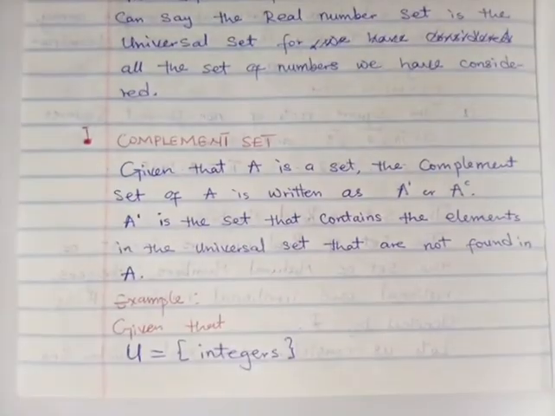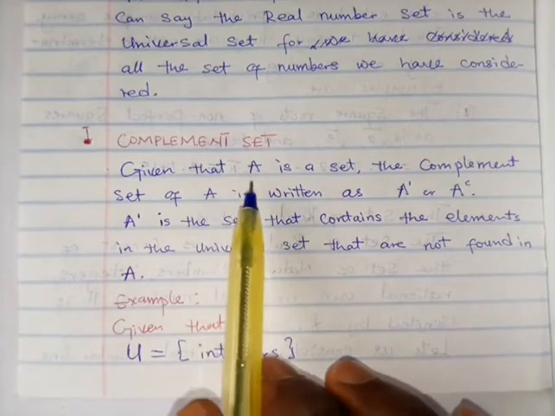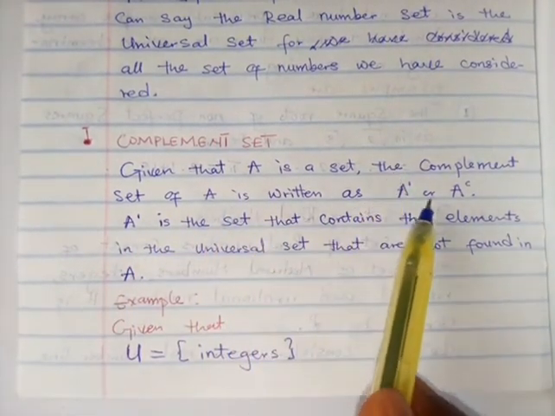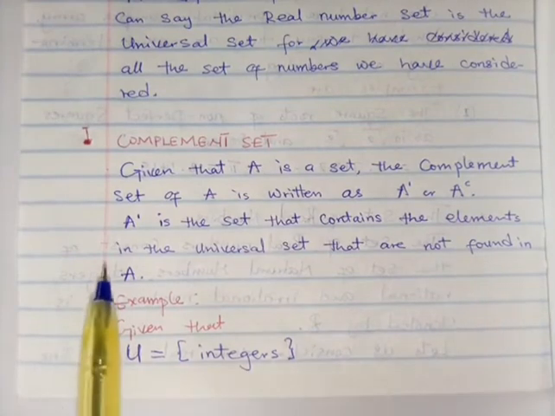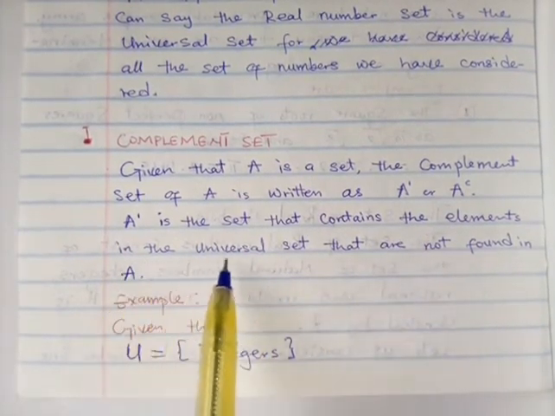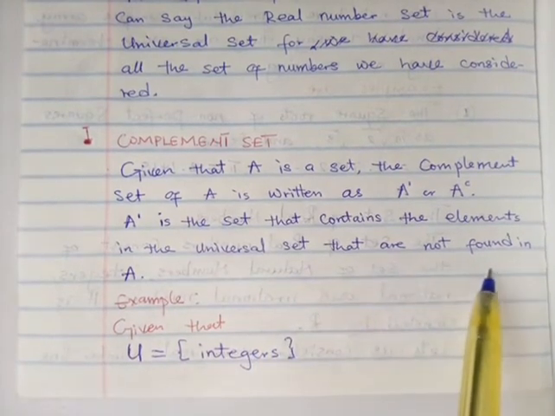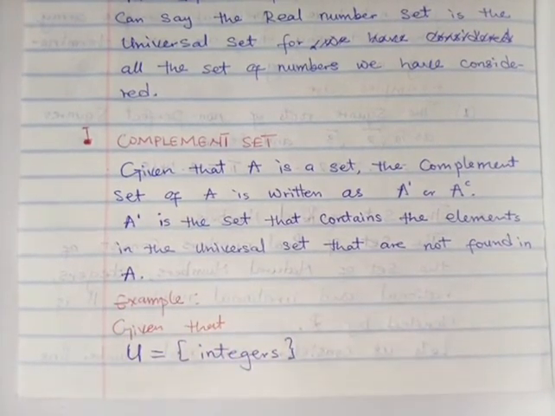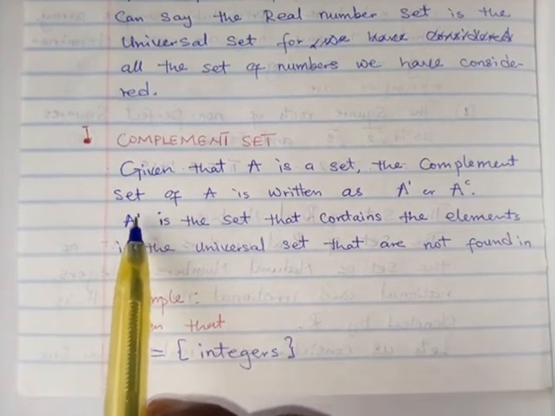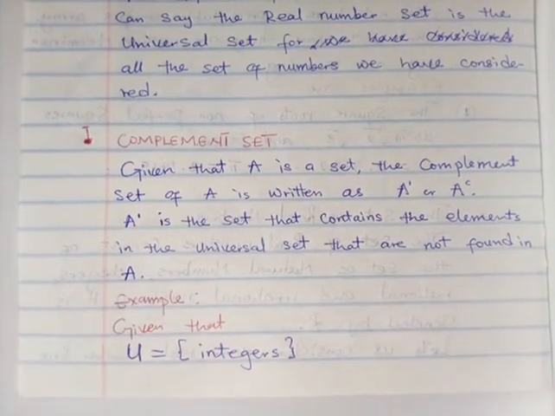Complement set. What is a complement set? Given that A is a set, the complement set of A is written as A prime or A power C. A prime is the set that contains the elements in the universal set that are not found in A. So any set that contains elements that are not part of A is called the complement of the set A. Okay, we'll consider an example.